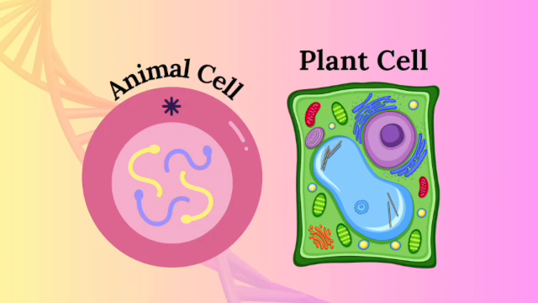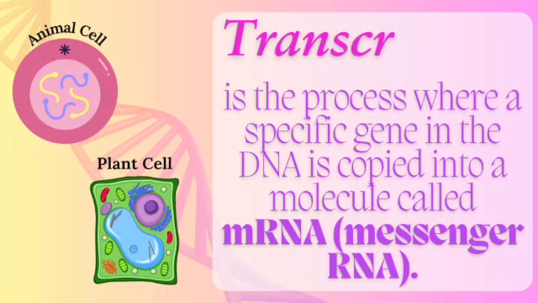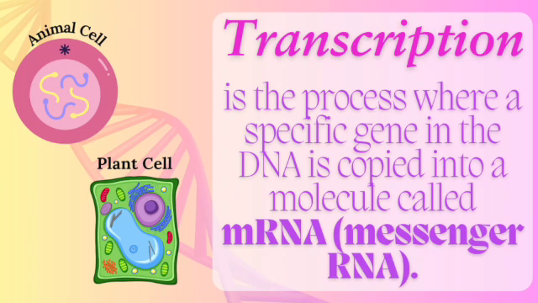So in the cells, specifically your animal and your plant cells, your protein synthesis will actually develop right here in the nucleus. This is where it starts in both the animal and the plant cell. And this is where transcription starts. Transcription is the process where a specific gene in the DNA is copied into a molecule called mRNA, or messenger RNA. Again, this happens in the nucleus of the cells because, if you remember from our previous units, that's where all of our chromosomes are located, and it all starts in the nucleus.